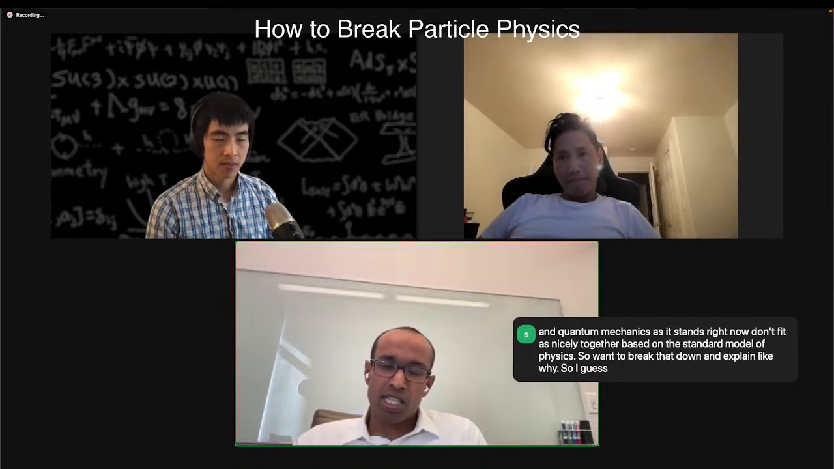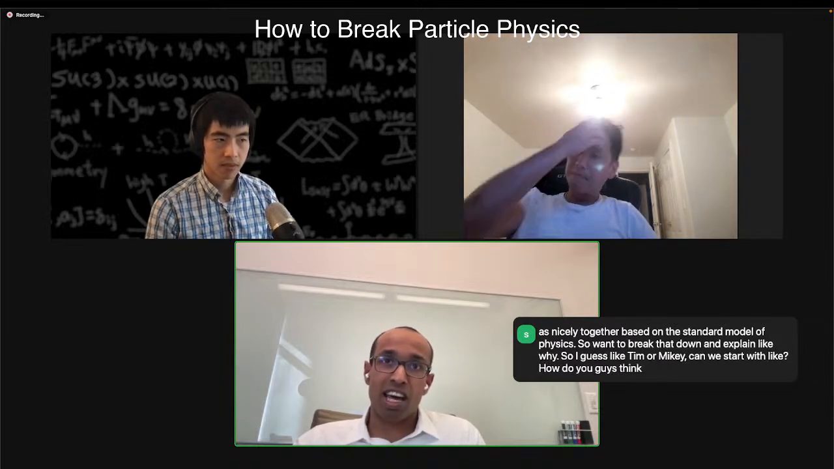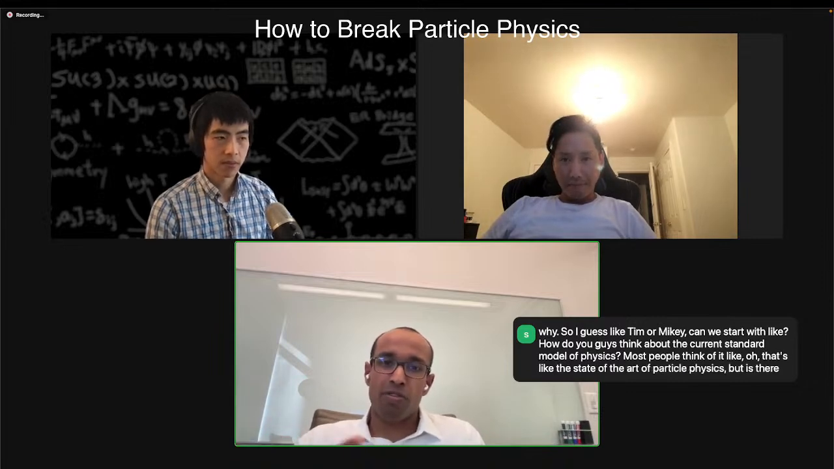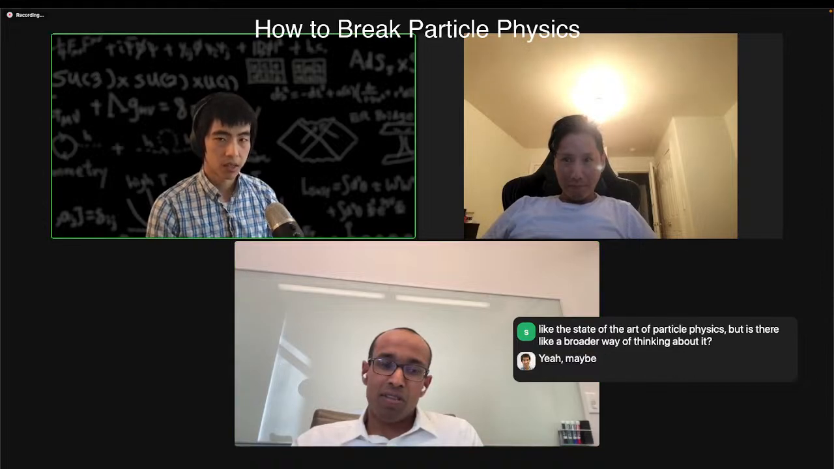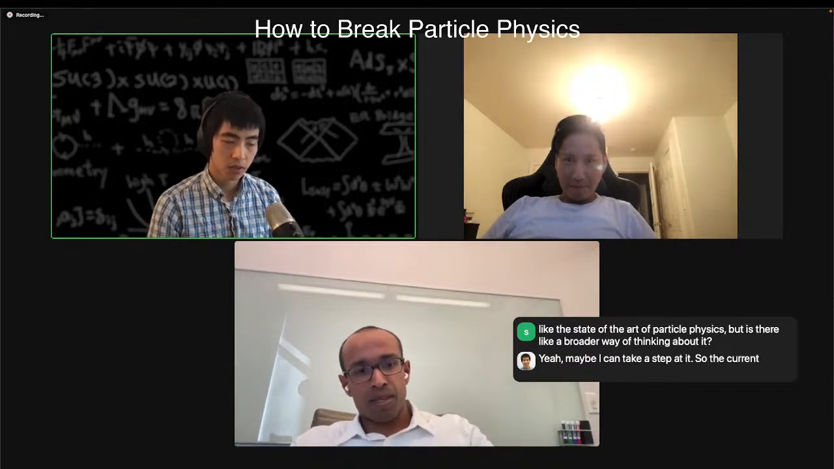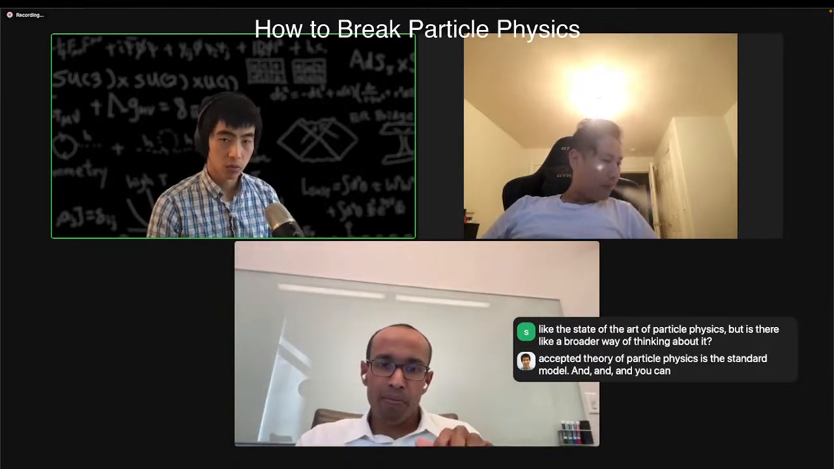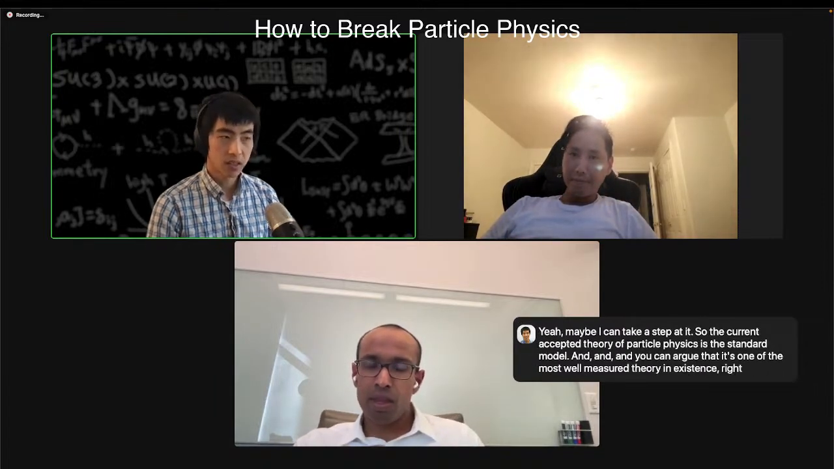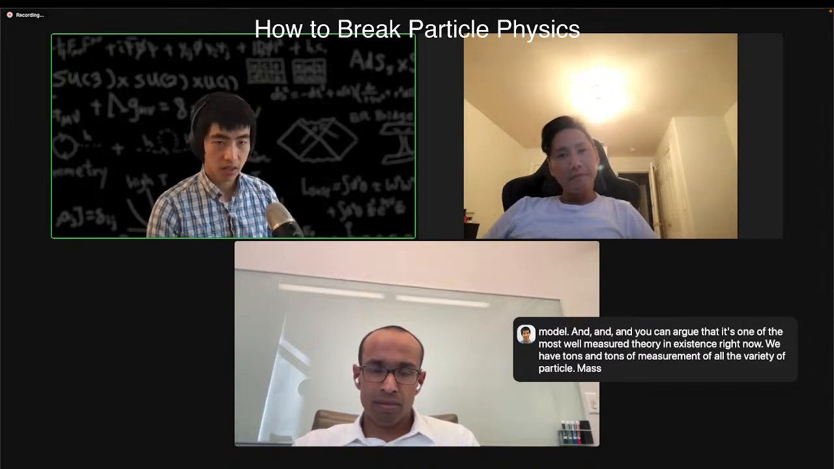So I guess, Tim or Mikey, can we start with how you guys think about the current standard model of physics? Most people think of it as the state of the art of particle physics, but is there a broader way of thinking about it? Yeah, maybe I can take a stab at it. So the current accepted theory of particle physics is the standard model, and you can argue that it's one of the most well measured theories in existence right now. We have tons and tons of measurements of the variety of particle masses, their energies, and their interactions.